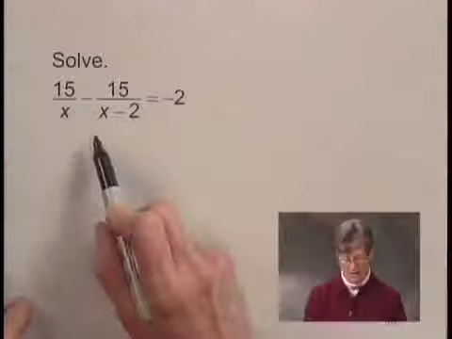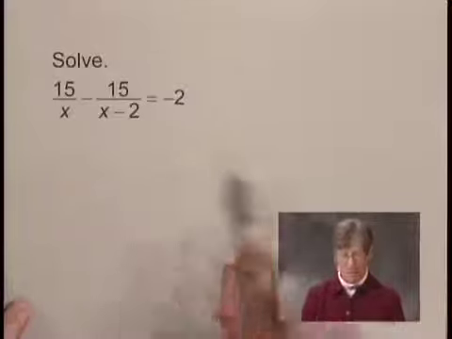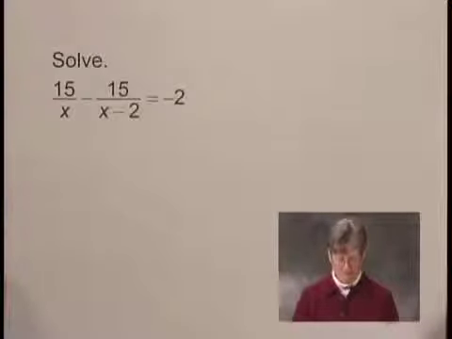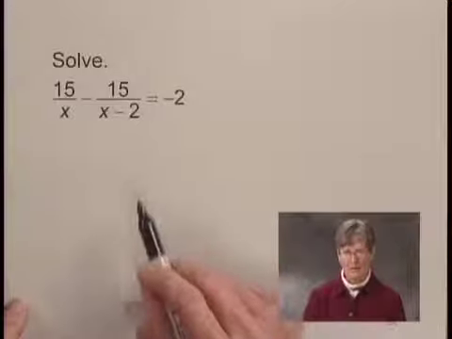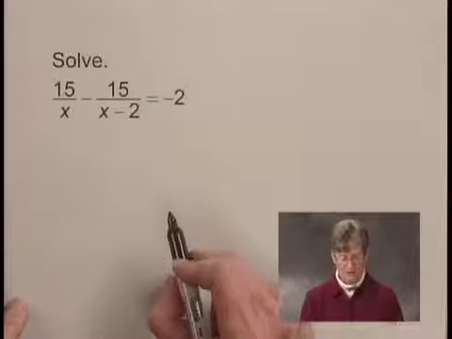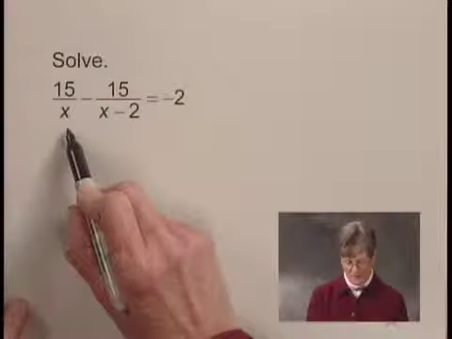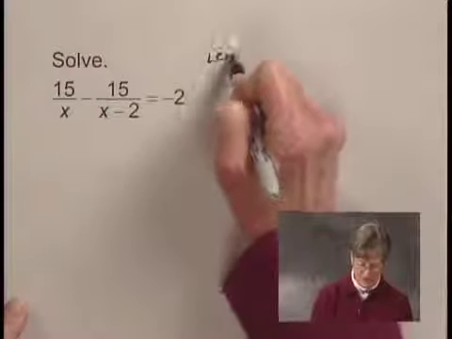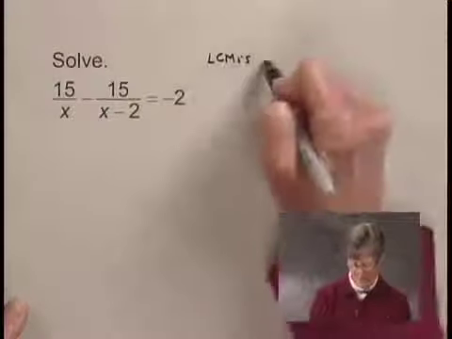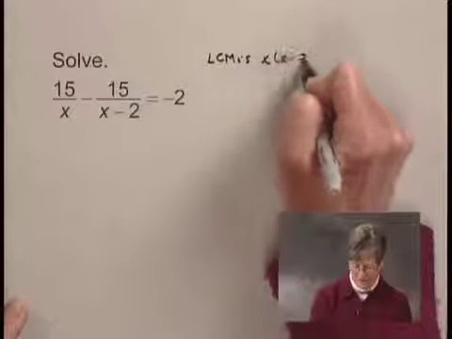We'll solve the rational equation 15 over x minus 15 over x minus 2 equals negative 2. Now the first thing that I want to do in solving this equation is to multiply on both sides by something that eliminates the denominators. And what I'll multiply by is the least common multiple of the denominators. I have a denominator of x and I have a denominator of x minus 2. So the least common multiple is going to be just the product of those two, x times the quantity x minus 2.